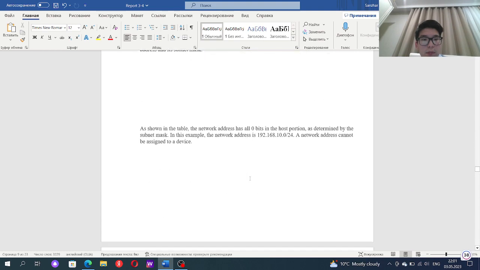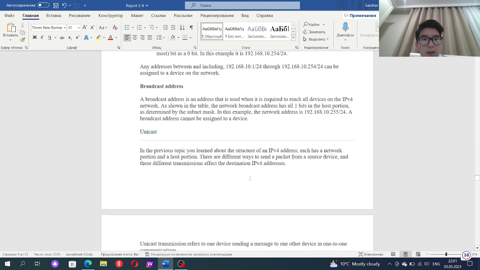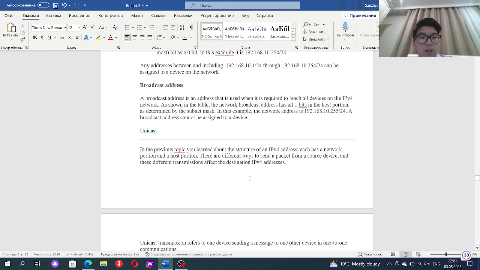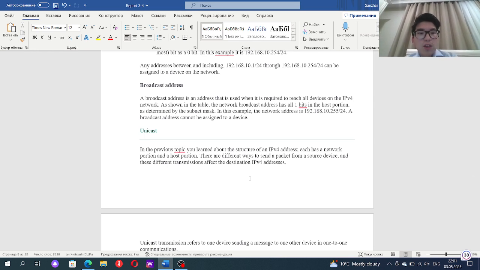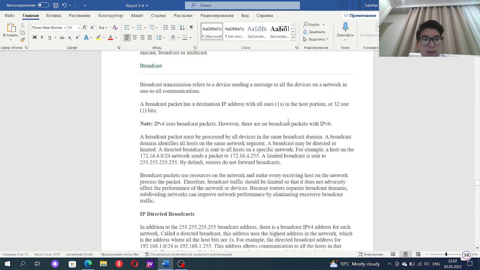And the broadcast address. A broadcast address is an address that is used when it's required to reach all devices on the IPv4 network. As shown in the table, the network broadcast address has all 1 bits in the host portion, as determined by the subnet mask. In this example, the network address is as shown. A broadcast address cannot be assigned to a device.